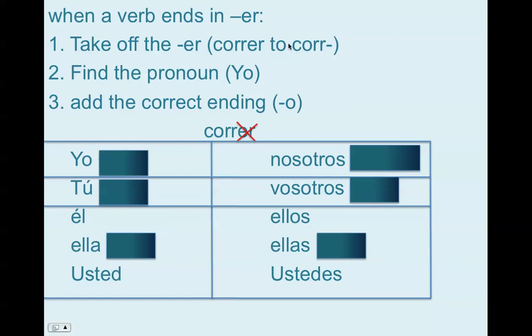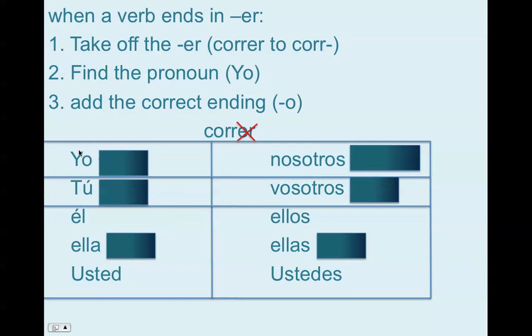The first step when you're talking about a verb that ends in ER, to make it change so that it matches up with the pronoun, you're going to take off the ER. So for the verb correr, C-O-R-R-E-R, you're going to take off the ER, and then you're going to get cor, C-O-R-R. Then you decide what person you want to talk about. Correr means run. So if you want to say I run, you're going to use yo.